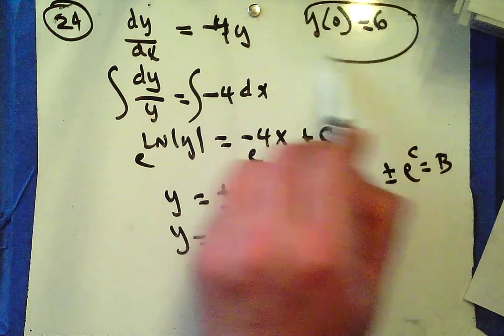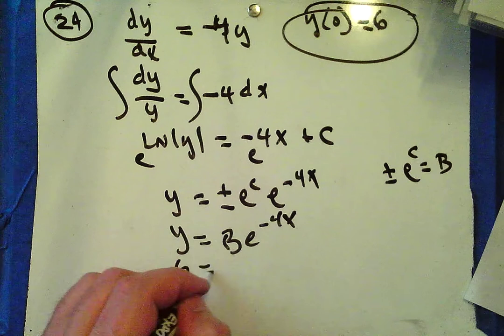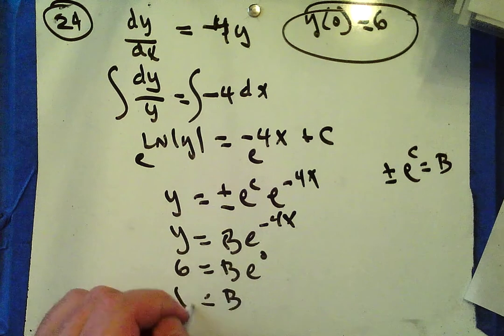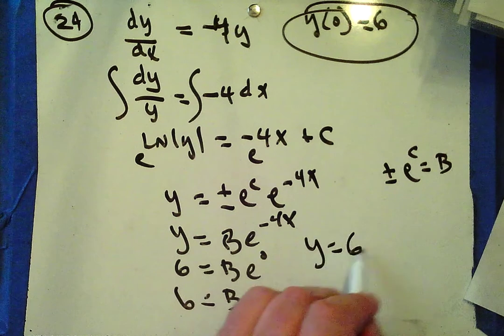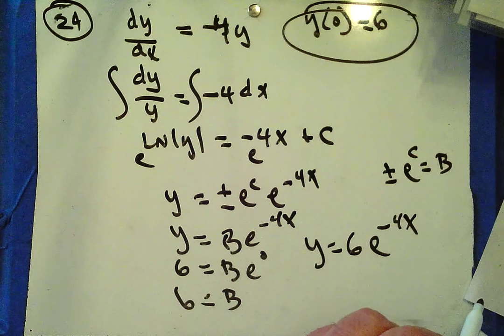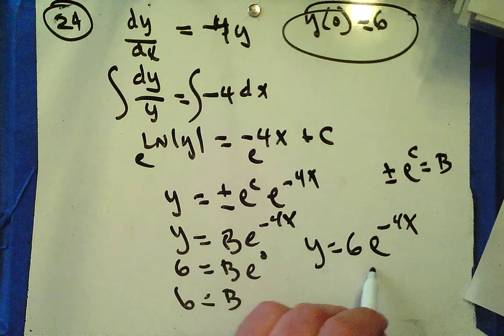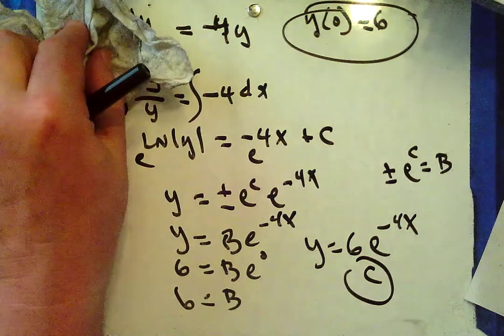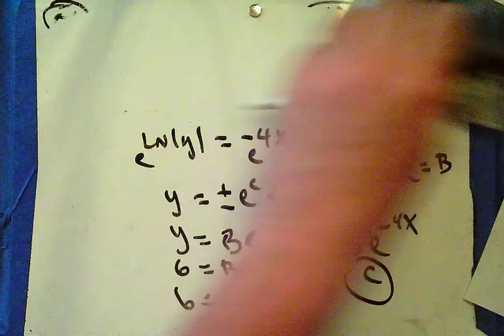And let's plug in our initial condition. 6 equals b e to the 0. So b equals 6, and so y equals 6e to the minus 4x. 6e to the minus 4x is choice C. Choice C for number 24. Okay, how about 25?